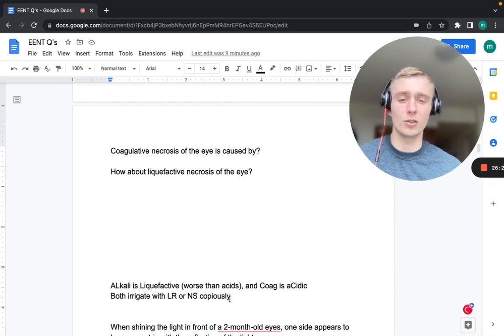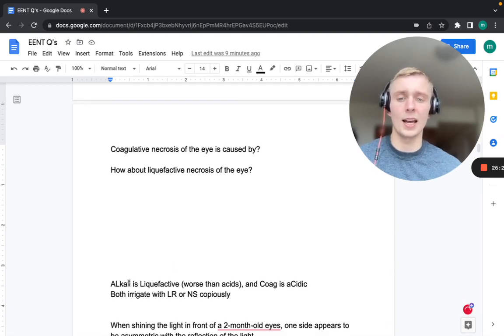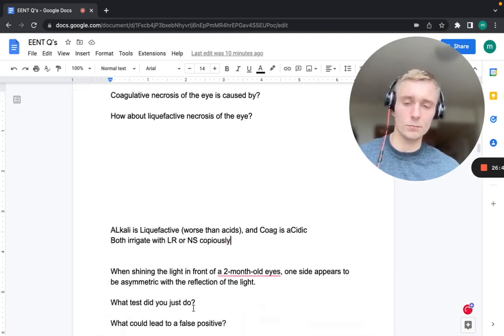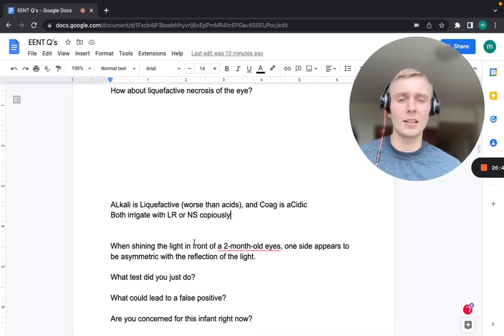I just got a question on this too, interestingly. They had an alkali necrosis of the eye, and they said, what do you want to do next? Do you want to wash it out with lactated ringers, or do you want to give an acid in order to counteract that liquefactive necrosis, since it is worse than acids? They said that. And I just picked irrigate, because you'd never want to give an acid on top of an alkali, even though it seems like that would neutralize it. Just irrigate.